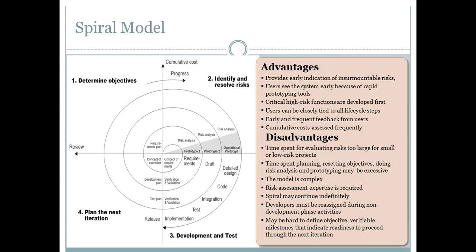So you're going in spirals, and with each spiral you have a better system developed. By the end of the last spiral, your final system would be developed. So you are not waiting till the end of the project to realize what your key risks are. You're creating prototypes, and each prototype is addressing some of your risks, and then your system is coming out in phases. All right, so that's the spiral model for you.